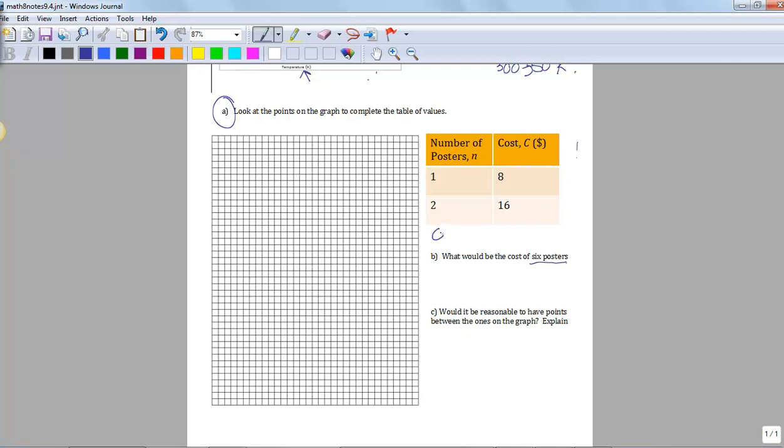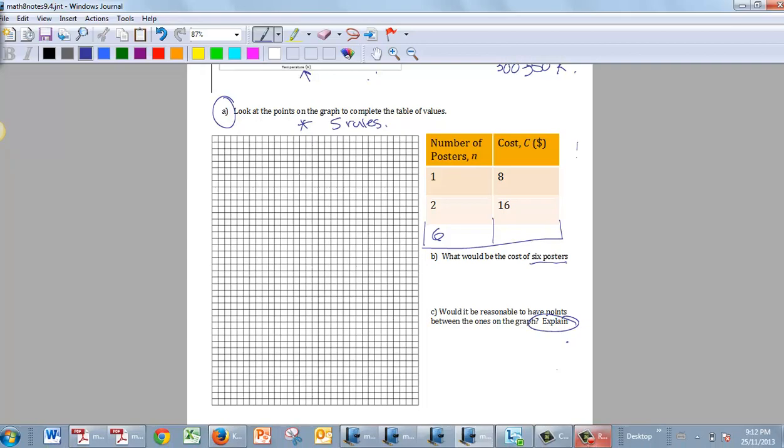So I'd like you to plot 3 points. Also plot a 6. Would it be reasonable to have points between the ones on the graph? Explain. That's what we were just talking about. And then when you're graphing, remember those 5 rules, 5 things you should have. Okay, good luck. The answer key will be posted on the website, and we'll see you in class.